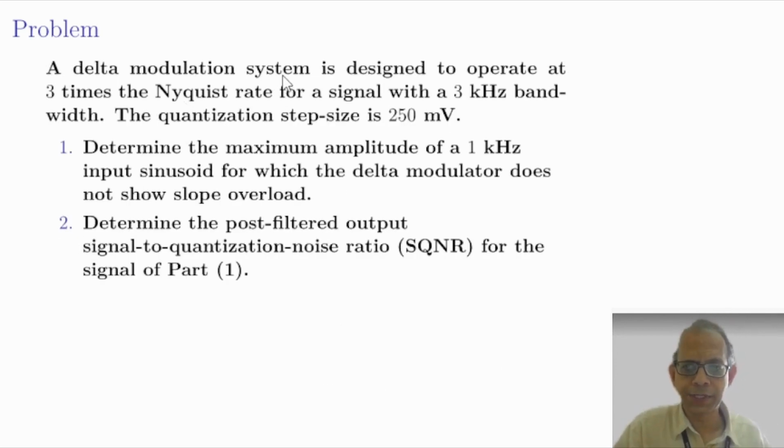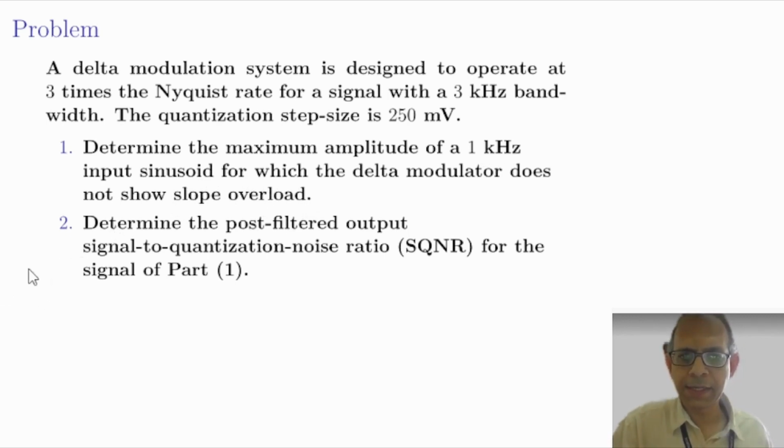A delta modulation system is designed to operate at 3 times the Nyquist rate for a signal with a 3 kHz bandwidth. The quantization step size is 250 millivolts. There are two parts of the problem. In the first part, they ask to determine the maximum amplitude of a 1 kHz input sinusoid for which the delta modulator does not show slope overload.